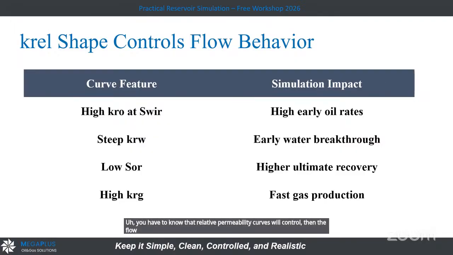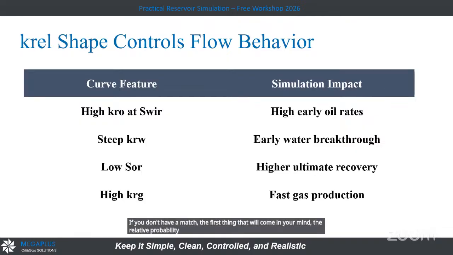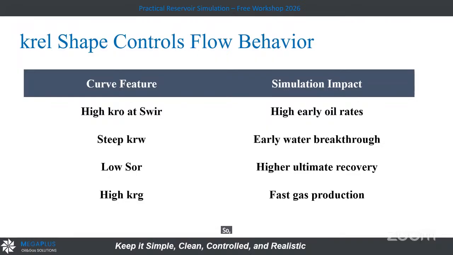You will see tomorrow in the history matching. If you don't have a match, the first thing that will come to your mind is the relative permeability curves. If you match the water production and the pressure but the oil rate is not matching, go to the model and modify the relative permeability curve, as an example. This is a lot of examples about the relative permeability.